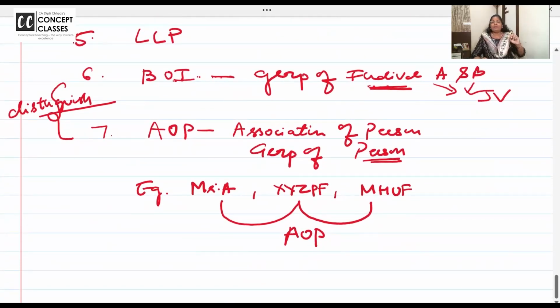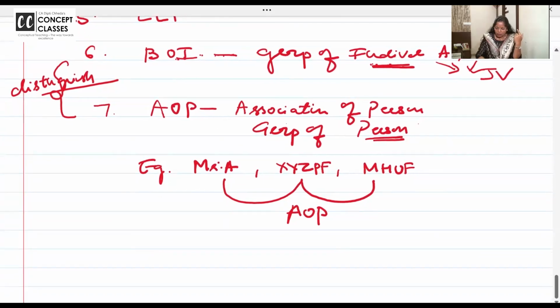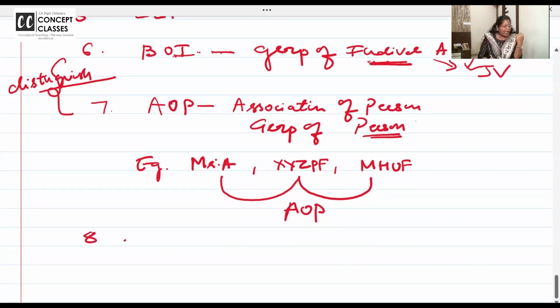Who can become a member of BOI? Only individuals. A individual, B individual, C. Who can become a member in the group of AOP? Any person. A alone. XYZ partnership firm. M HUF. Different kinds of persons. Can they come together, do some activity, earn the income? They will be assessed as what? AOP.